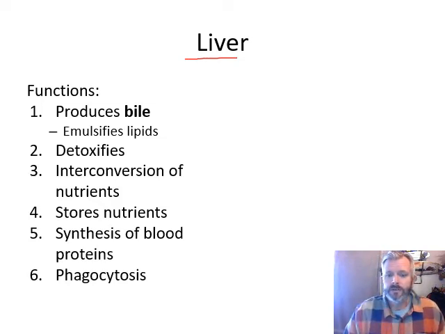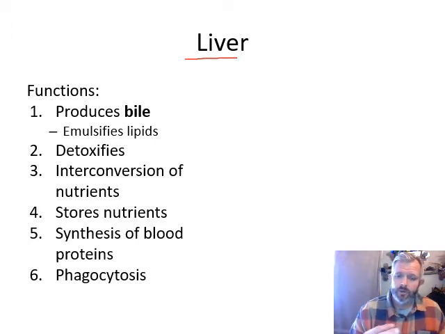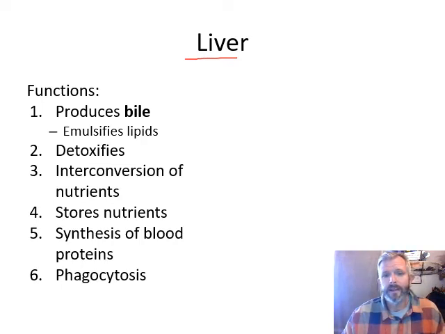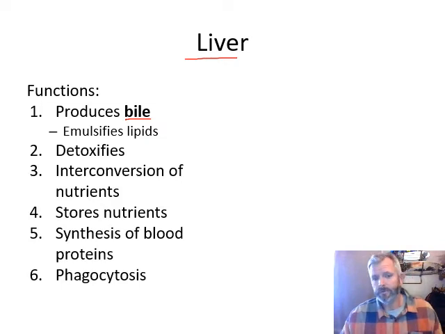Much of our nutrients are going to go to the liver when they come into the bloodstream. They don't go straight into the general circulation. The carbohydrates and amino acids are going to go to the liver. The liver also produces bile. The cells produce bile, and this is going to be important in the breakdown of lipids.